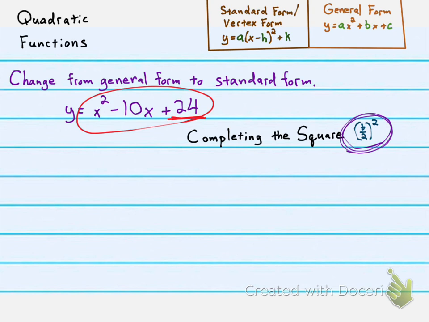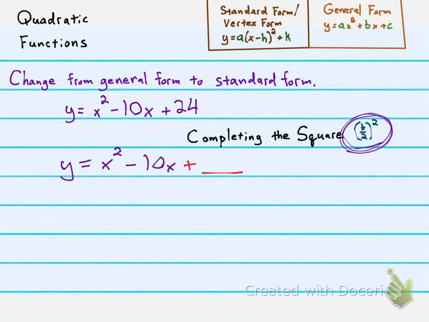We need this constant to be half of the middle coefficient squared. Half of 10 is 5, and 5 squared is 25. That is not 25. So what I'm going to do is write down my first two variable terms, x squared minus 10x, and then add that perfect number right here.